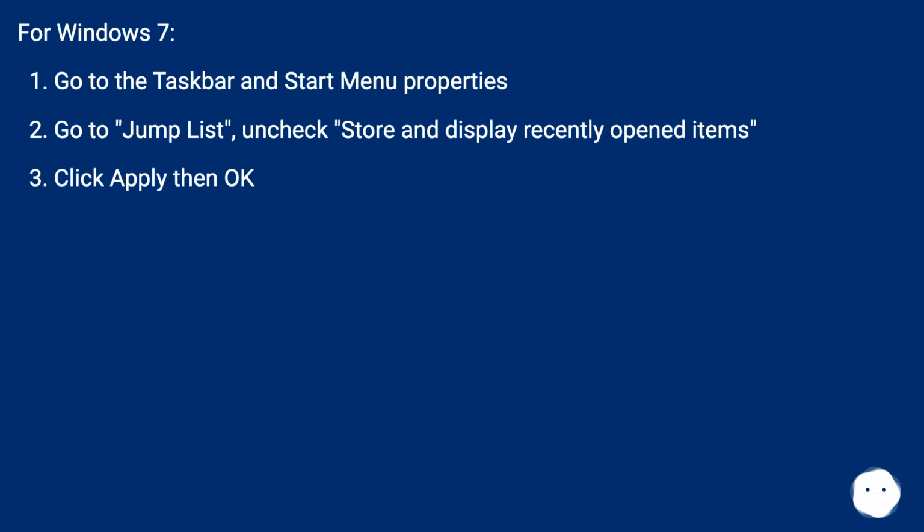For Windows 7, go to the taskbar and Start menu Properties, go to Jump List, uncheck Store and display recently opened items, click Apply then OK.